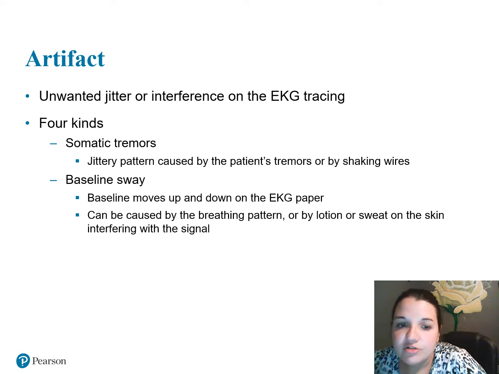And a somatic tremor is somebody who, let's say, has goosebumps. It's cold in the hospital and they're shivering. This can cause a somatic tremor, which gives us a jittery pattern.